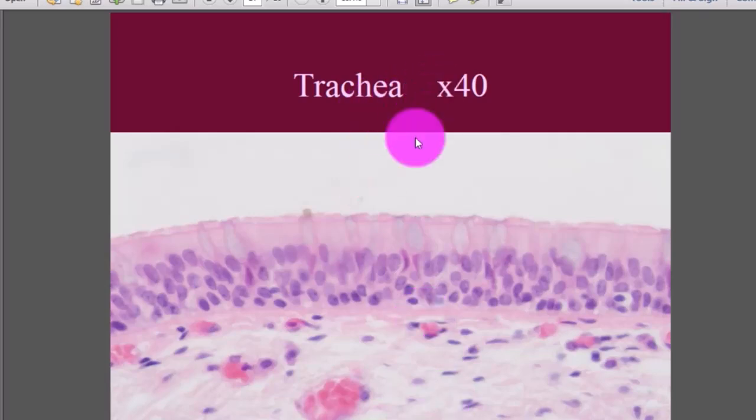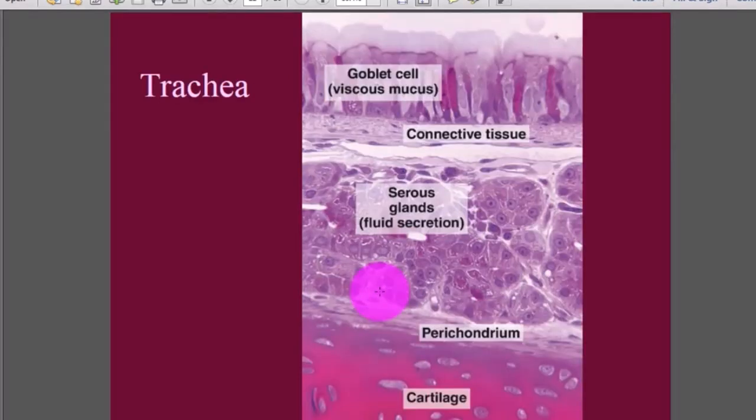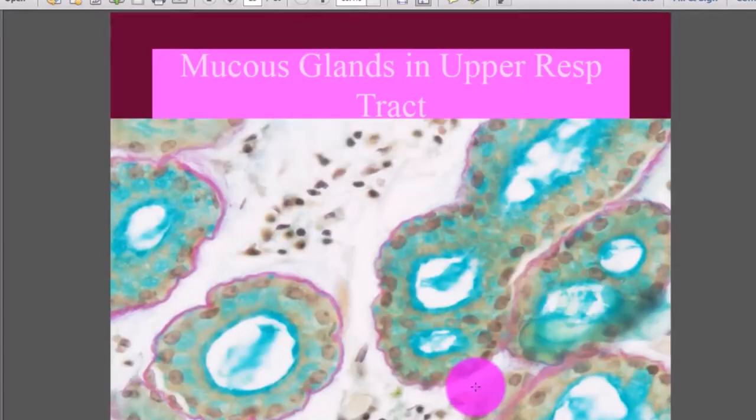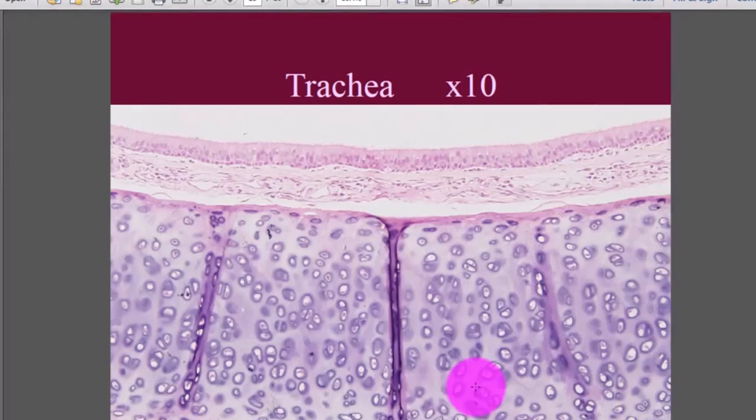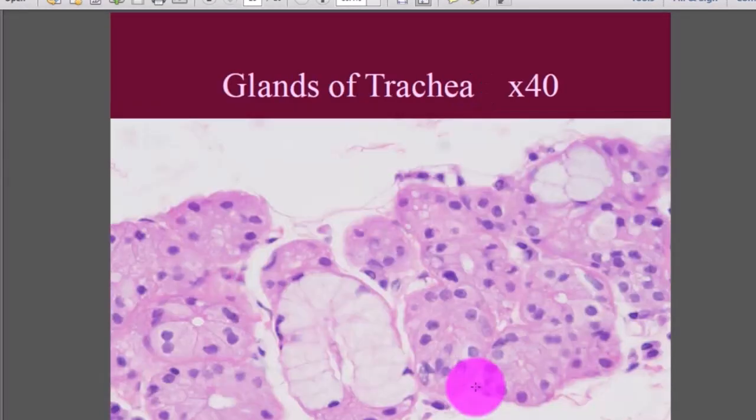Trachea, 14X, under the microscope, high power: the nucleus, goblet cells, viscous mucus, connective tissue, serous gland, fluid secretion, perichondrium, cartilage, mucous gland in upper respiratory tract. Trachea 10X, low power. Trachea low power, gland of trachea high power.